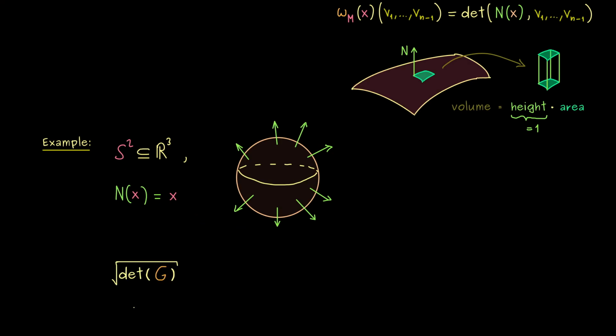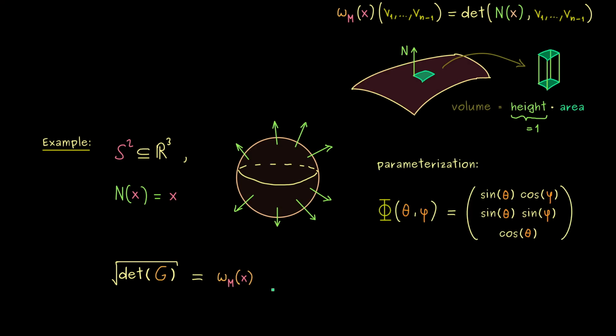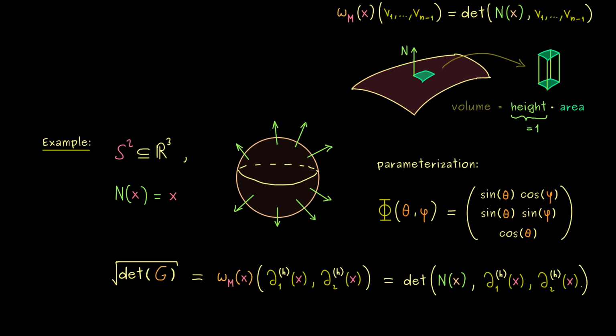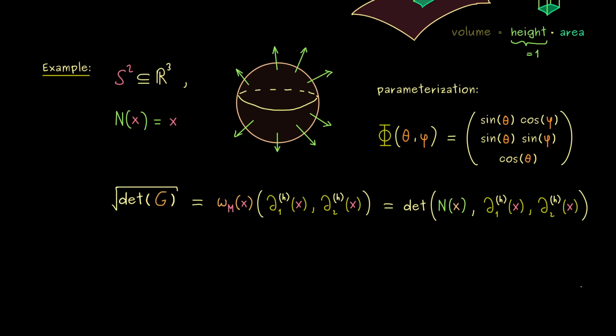And now we know in general, this determinant or the square root of this determinant is the important ingredient of the canonical volume form. And if we take our standard parameterization with spherical coordinates, we already know how to calculate that. Namely, we just have to put in the coordinate basis with respect to this parameterization. And now we know that we can calculate this whole thing just by using the determinant in R^3. The first input we have is n(x) and then the two tangent vectors. And that's it, that's all we have to do. Now just calculate the determinant here.